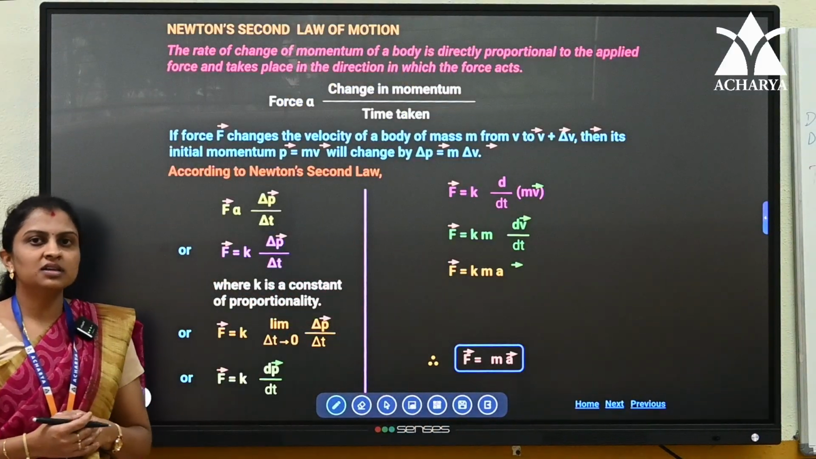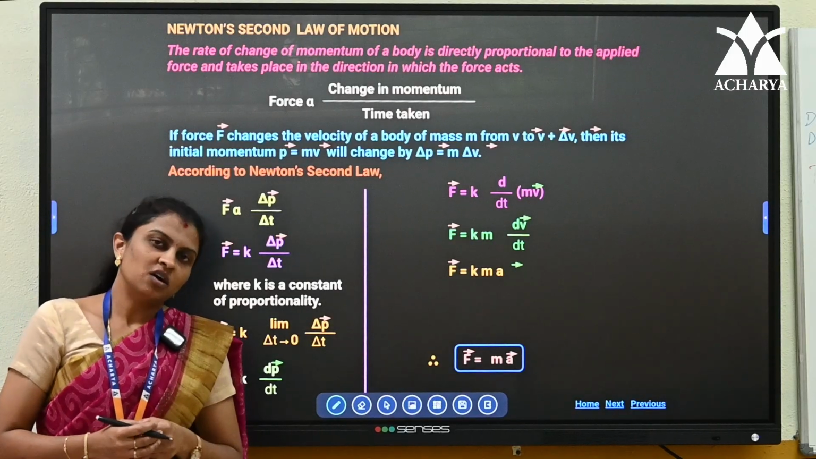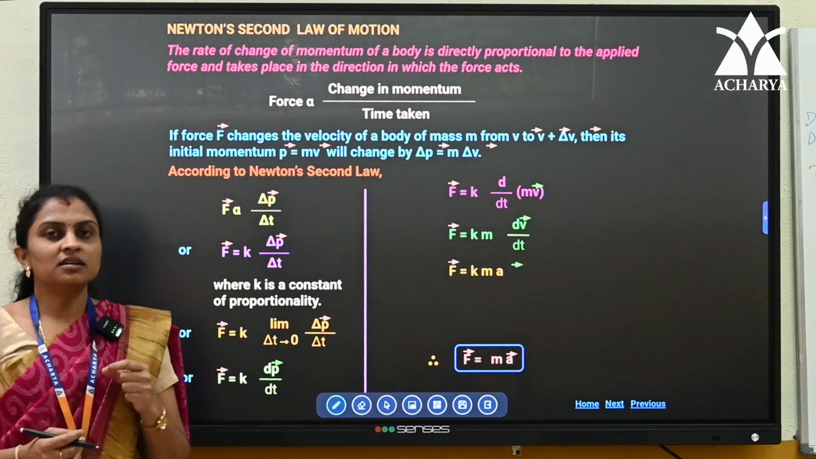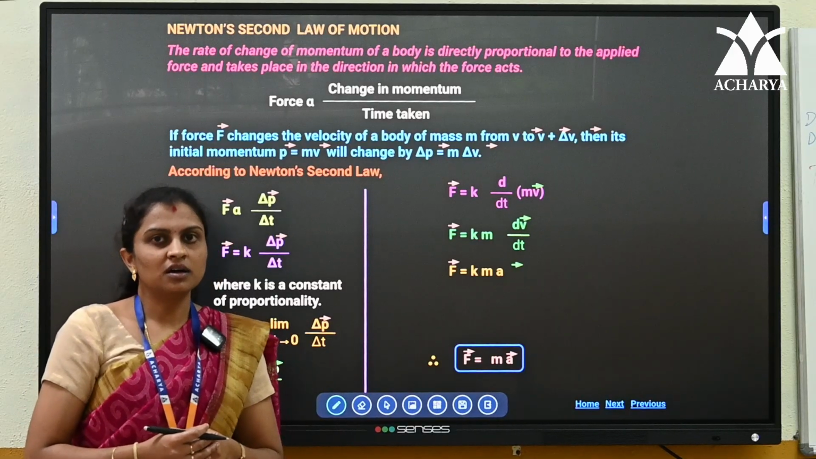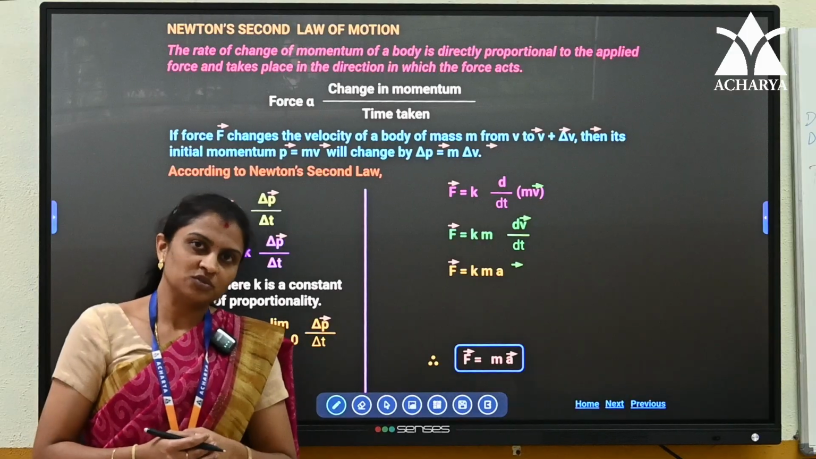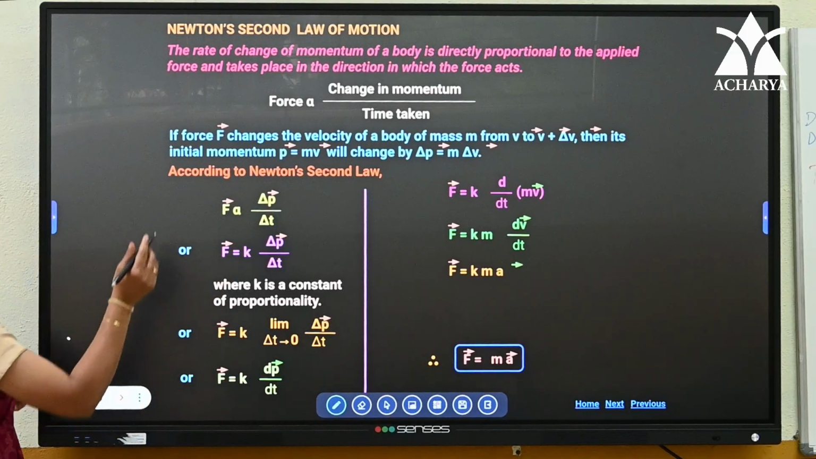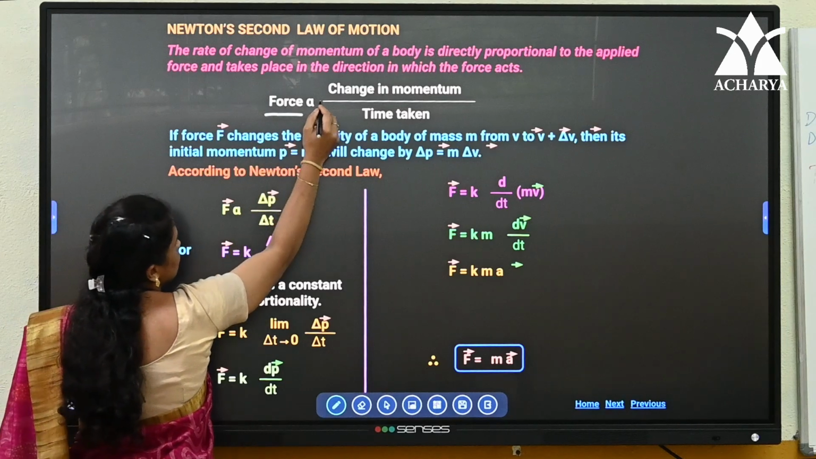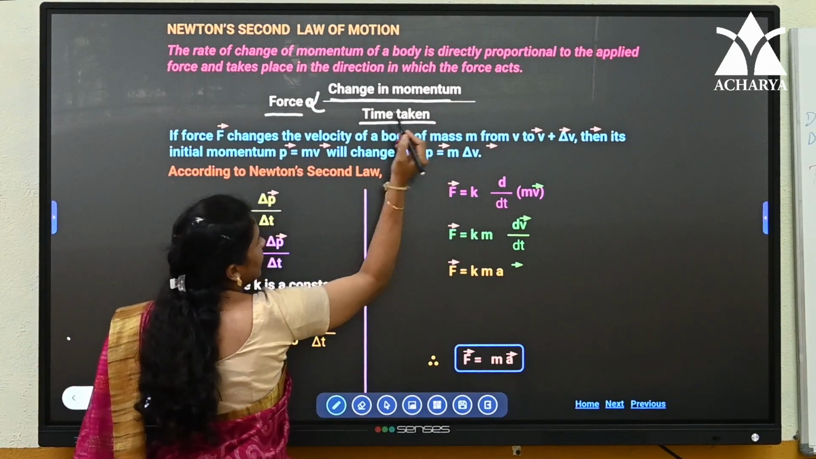The next topic is Newton's second law of motion. What is the statement of Newton's second law of motion? The rate of change of momentum is directly proportional to the applied unbalanced force and it acts in the direction of the force. That is the Newton's second law statement. So force is directly proportional to the change in momentum divided by time taken.